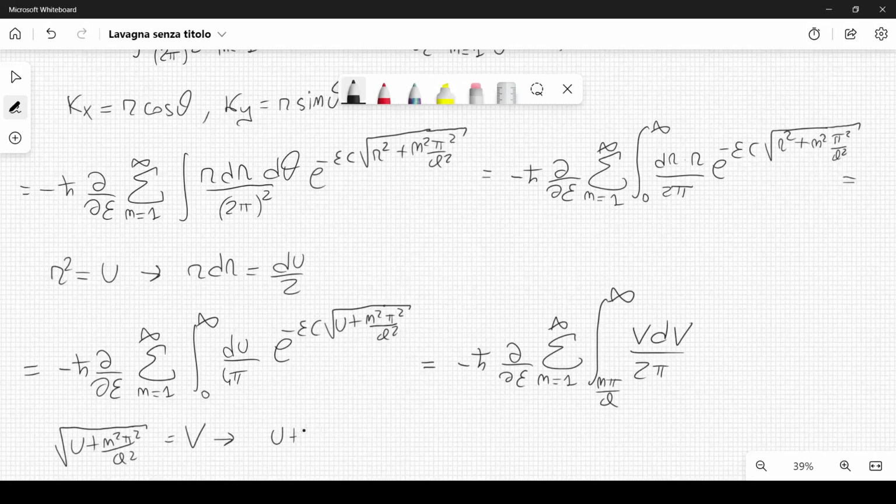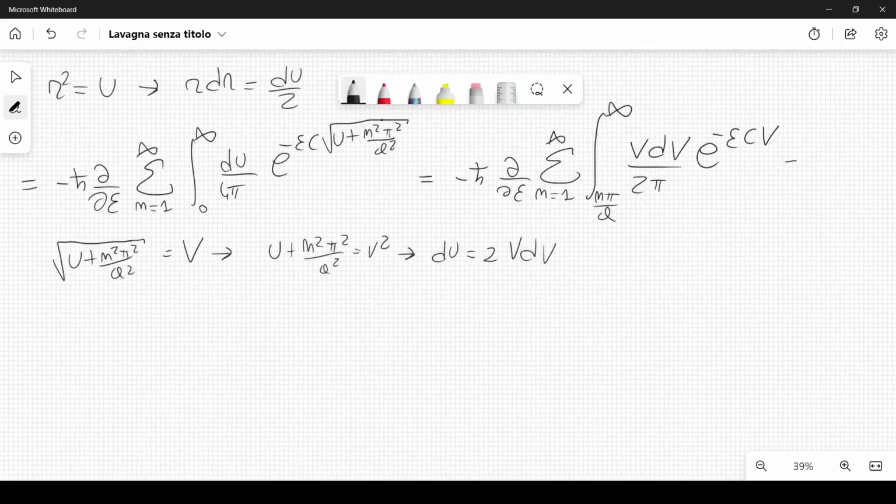and this is because, of course, you can see it from here. So u plus n squared pi squared over a squared is equal to v squared. So the differential of u is equal to 2v dv, and that's how you do it, right? And then we have e to the minus epsilon c times v, like this.